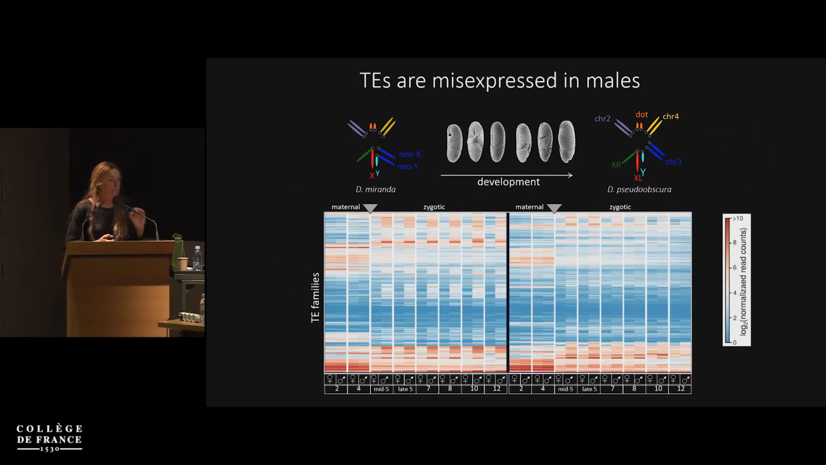And so we looked at gene expression during this very early development in individual female and male embryos. This is just averages of female and male embryos. And what I'm showing you here again is a heat map for expression of individual transposable element families in females versus males across development. This arrow here indicates when the zygotic genome is becoming activated. So the first 2 stages here, we only see maternal transcripts. And then once the arrow starts, we have the zygotic genome activated. And this is transposable element transcription for miranda, and this is for pseudo-obscura.